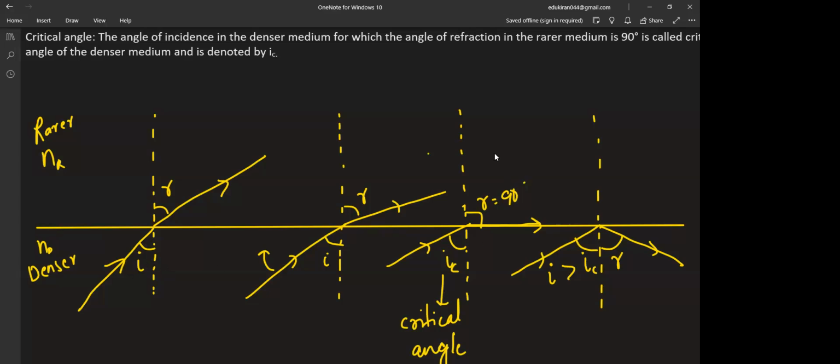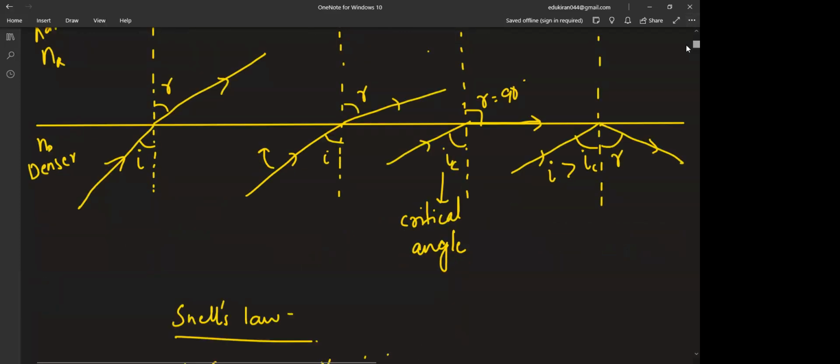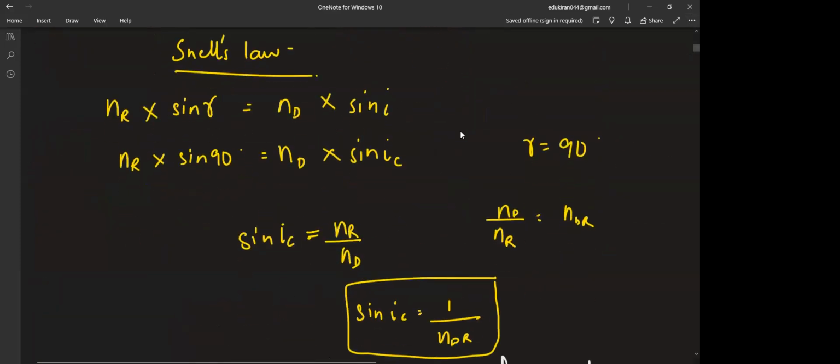Suppose I'm talking about this case, here I had taken the critical angle case in the derivation. So NR into sine 90. So sine 90 is 1. So NR into sine 90 is equal to ND into sine IC, the critical angle. That's what I have written. This is the third case which I have written.